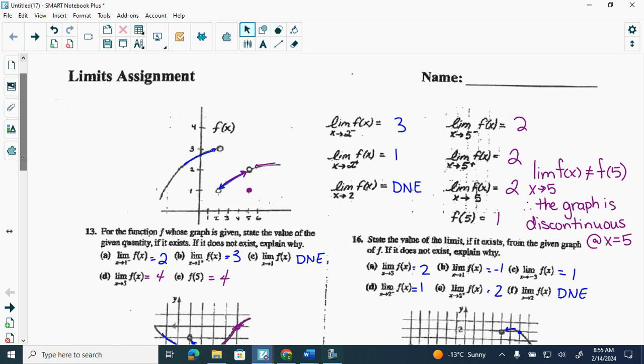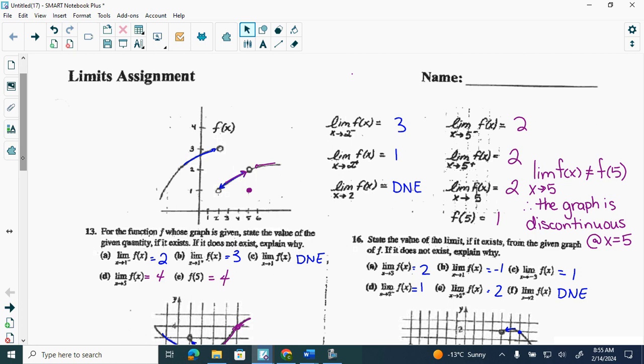So this one here, the limit is 2 from the left. It's approaching 3. The limit is 2 from the right. It's approaching 1. And then the limit at 2 does not exist because they don't match. Right? Then we had the limit is 5 from the left. So I go 5 from the left. It's a removable discontinuity, so my limit will exist. Yes? So from the left, it's approaching 2. From the right, it's approaching 2. Therefore, at 5, it approaches 2.